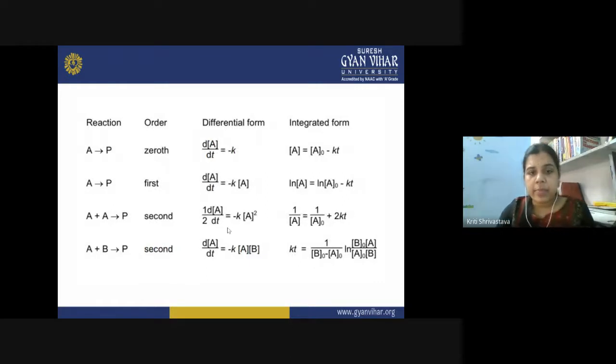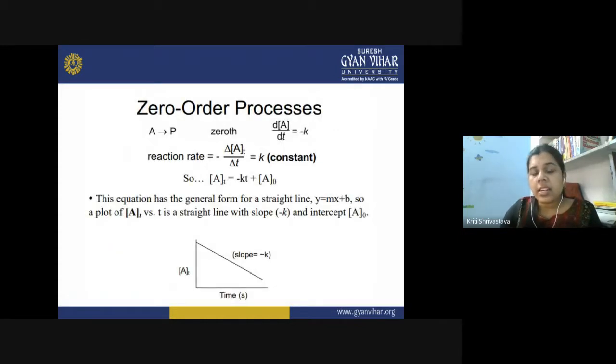So this is the expression again. This is our reaction, and here the orders are mentioned. This is the differential form, and this would be the integrated form of the rate law. We have considered the zero order reaction, then first order reaction, second order reaction when you have similar molecules involved, and second order reaction when you have two different molecules in the chemical equation. This we have seen in the previous slide also. Let us discuss individual processes one by one.